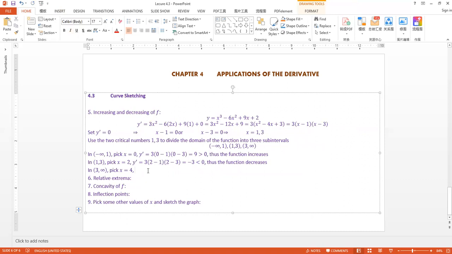So just plug in 4 for x instead of 2. So we get 3 times 4 minus 1 times 4 minus 3. So 4 minus 1 is 3 and 4 minus 3 is 1. So we get 3 times 3 times 1. So that's positive 9. So it's positive. Okay, so again, the first derivative is positive. That's the function.